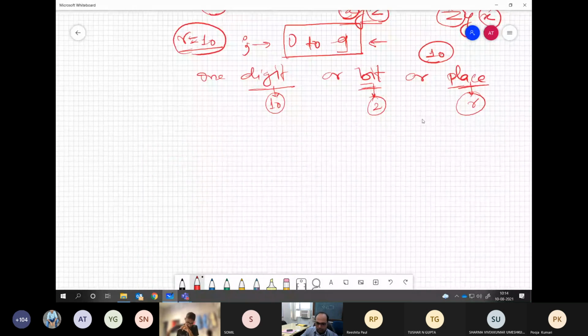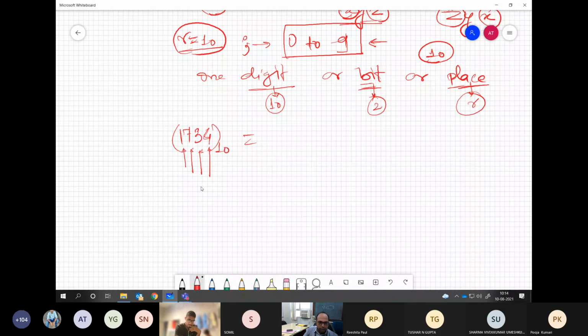Now, what you said is correct. Let us say there is a number. If I give you, for example, this 1734 and having base value 10. So how would you perceive, how would you understand what this is saying or what value it contains? So obviously you go by weightage. How do you go by weightage? Each and every place is having some weightage in terms of this radix value.